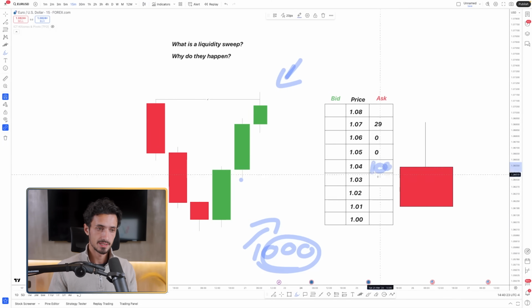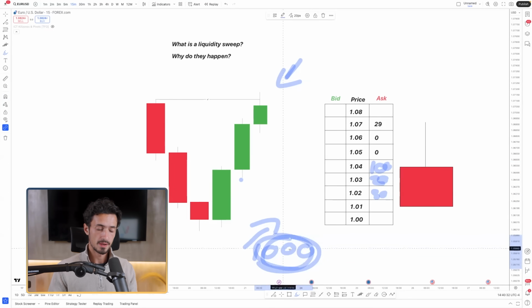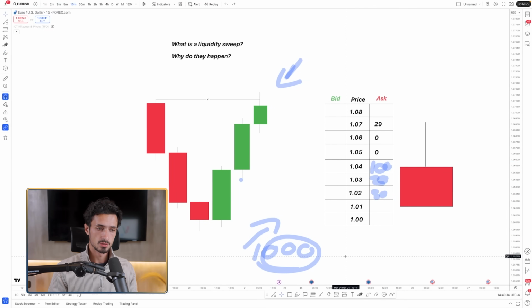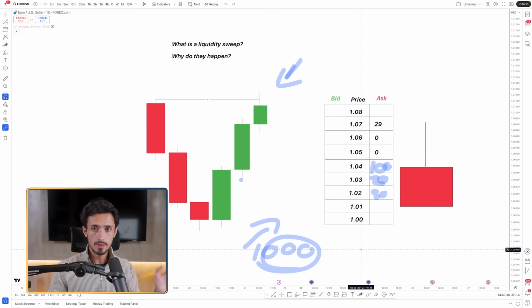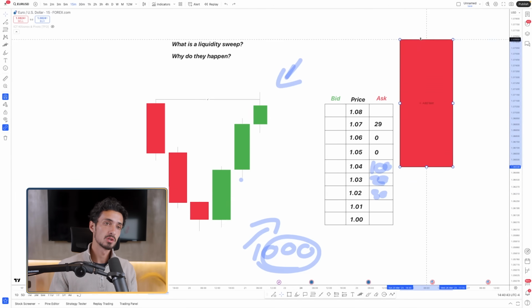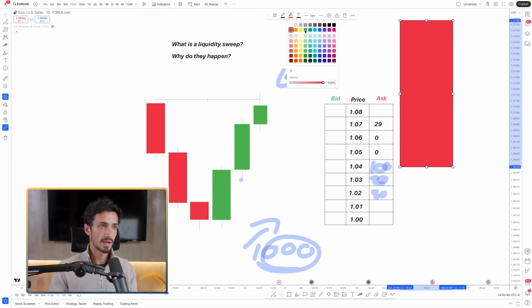Now, here's what happens. Let's say there's 100 in here, 20 in here, 50 in here. The likelihood is there isn't enough liquidity available on the other side to fill those 1,000 orders. So instead of the institutions coming into the market and placing all their 1,000 at one time, because what happens is if they do that, price would end up going from here and absolutely skyrocketing all the way up here.